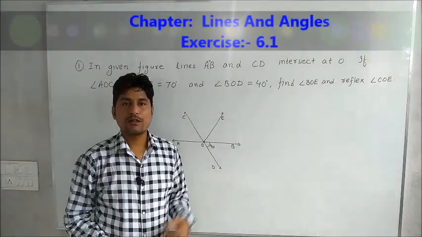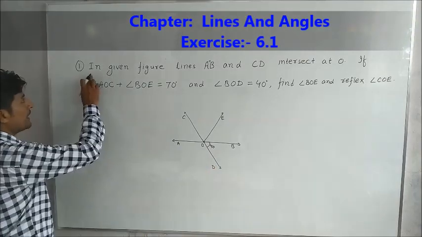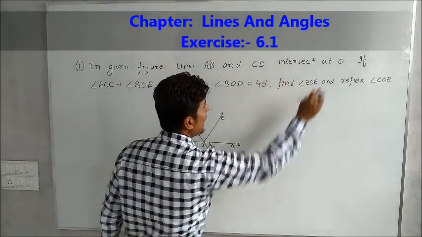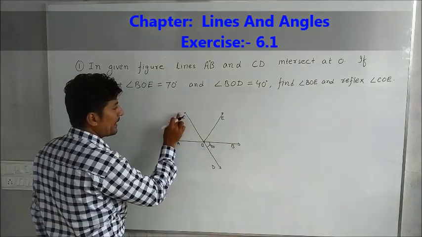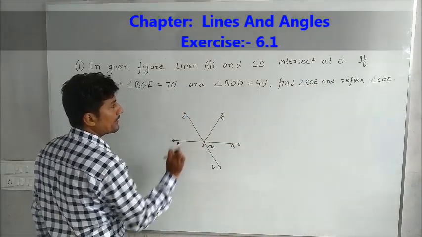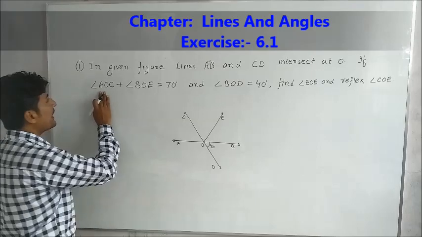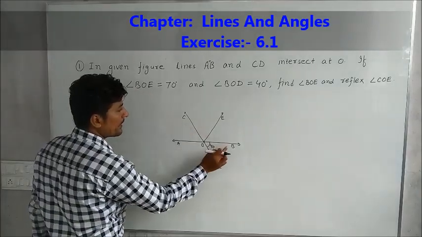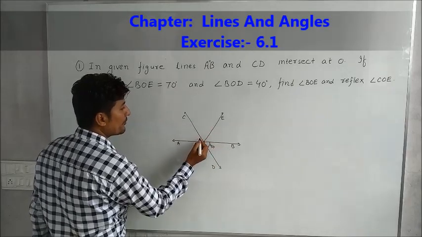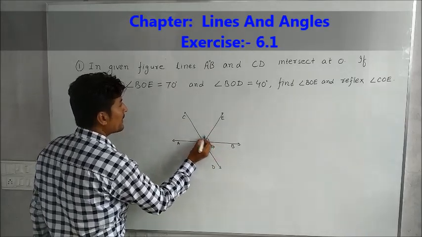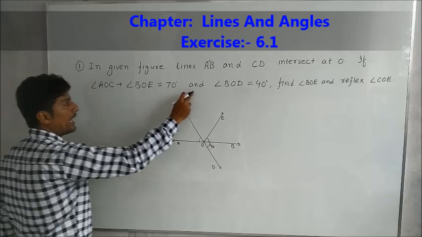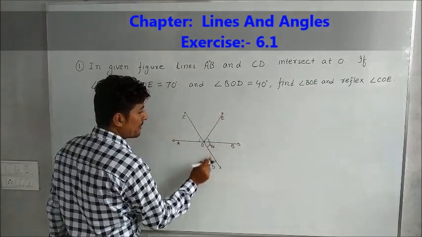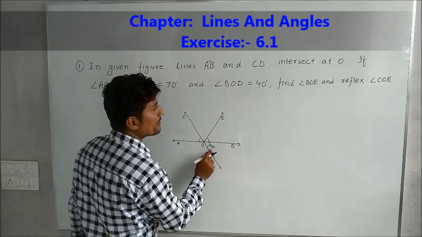Exercise 6.1. Let's see the very first question. In the given figure, lines AB and CD intersect at O. Lines AB and CD are both intersecting at point O. If angle AOC plus angle BOE, the sum of these two angles, equals 70 degrees, and angle BOD equals 40 degrees.